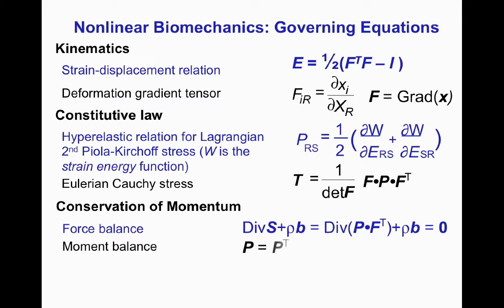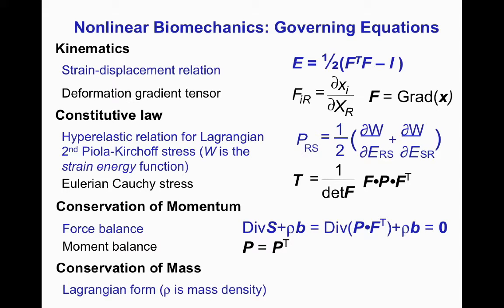And then the moment balance is simply P equals P transpose, namely the Lagrangian stress tensor, like the Cauchy stress tensor, is symmetric when conservation of angular momentum is imposed. And then finally, we have conservation of mass. In the Lagrangian form, where rho is the mass density, it says that rho equals rho naught times det F, where rho naught is the density of the undeformed body, and rho is the density of the deformed body, and the determinant of F is the ratio of the deformed volume to the undeformed volume.